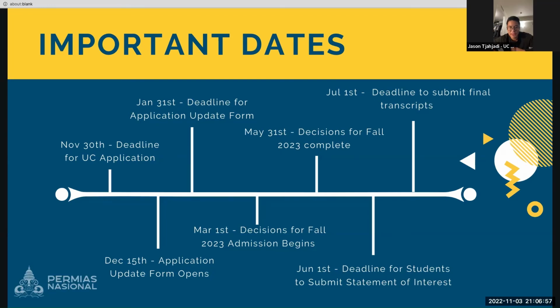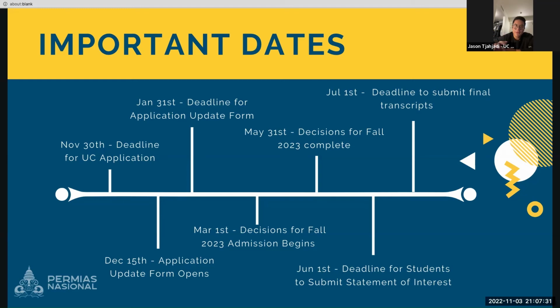January 31st is the deadline for the application update form. So if you have any additional grades to report, or if you dropped a class, or if you got a new job offer or a new extracurricular that you think might be important to add within the application portal, please do so by January 31st. March 1st is usually the decision for fall 2023 admissions. For all of the UCs, it varies by date again. So just keep a heads up for important dates.